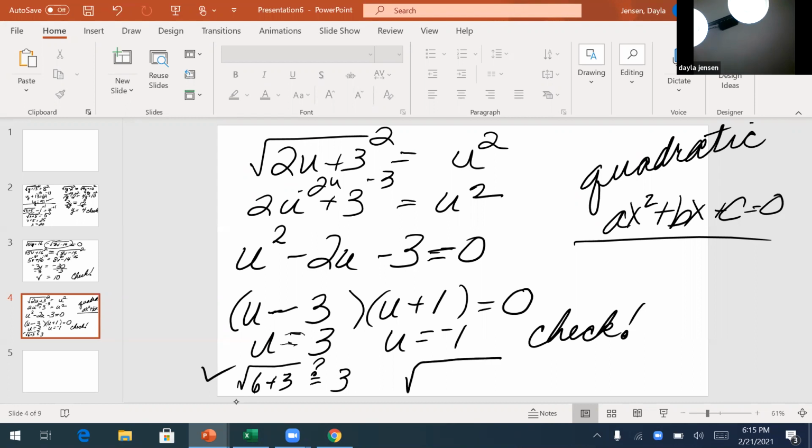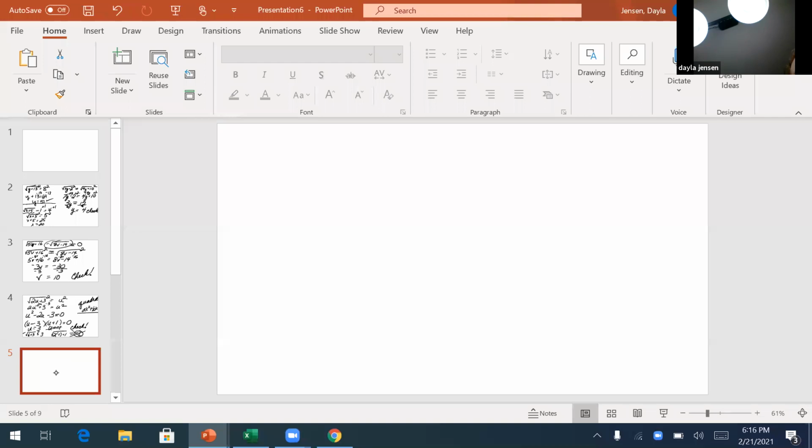If I put -1 back into the original equation, is the square root of 2 times -1 plus 3 equal to -1? Well, you are going to get the square root of 1 on this side, but that clue right there should tell you I can't take the square root of something and get a negative number. So this one actually does not work. Now, what am I talking about there? Let me do another example.